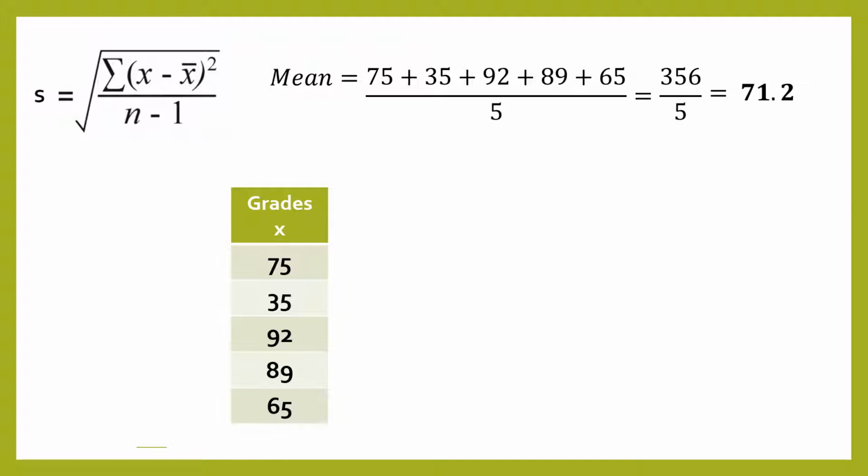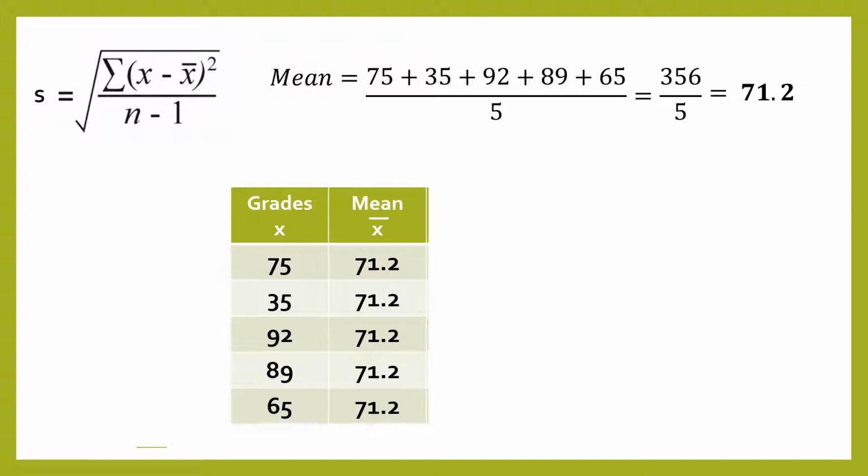So the very first thing, remember this symbol means the mean or the average, and so to do that, we're going to add each number in our set. We're going to divide by the number of values in our set. And when we do, we get 71.2. So our mean for this data set, the average grade, is 71.2.